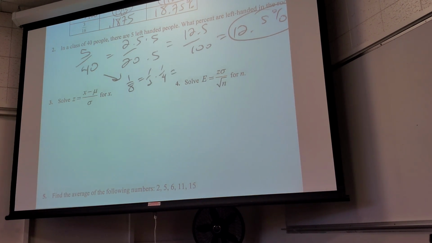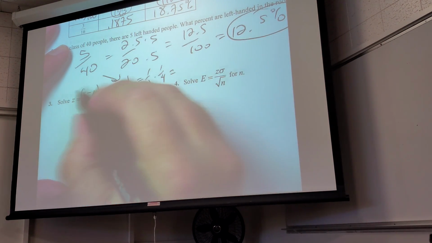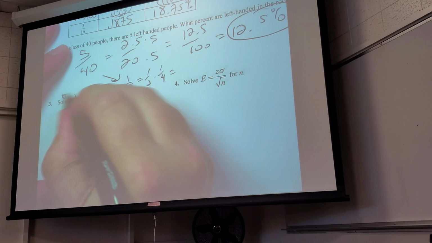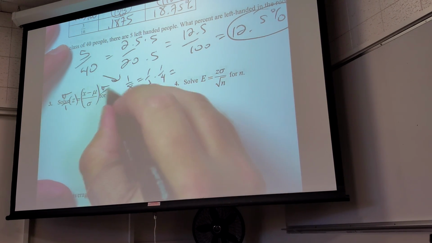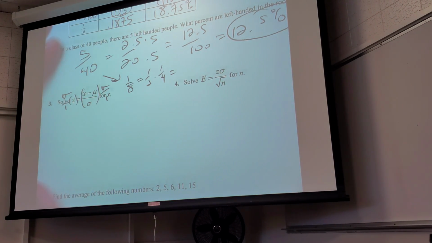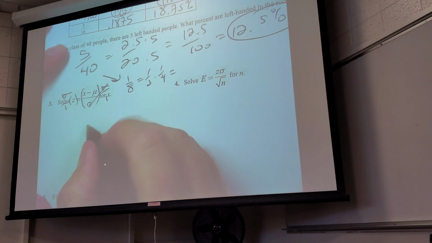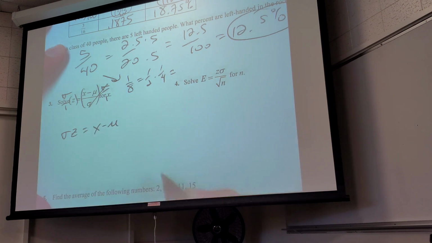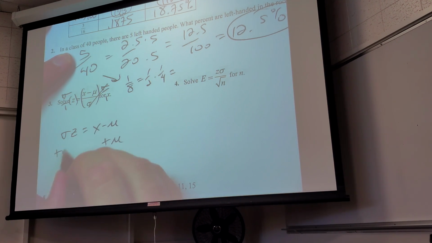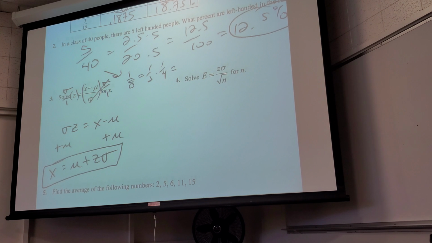So how'd you do that? I multiplied the right side by sigma over 1, and you do it on the other side too. Then you get sigma z equals x minus mu, and then you just add mu on the right side and add mu on the left side. I'm going to write it like that because we'll see it later. That is an actual equation from statistics. We're going to see this later this semester again.